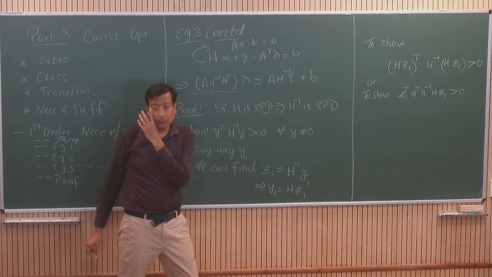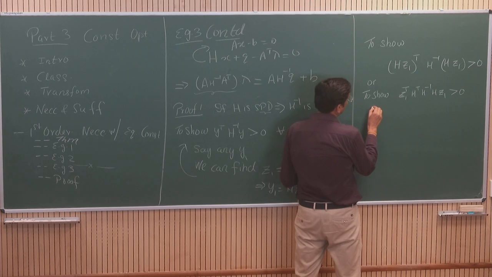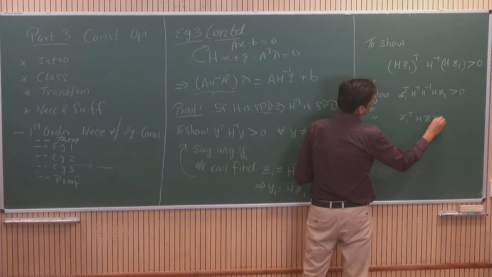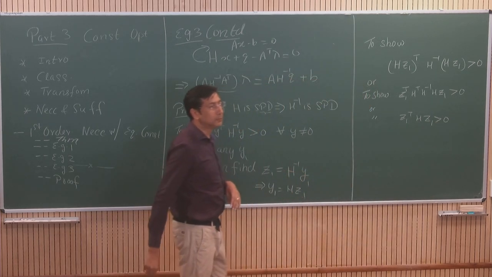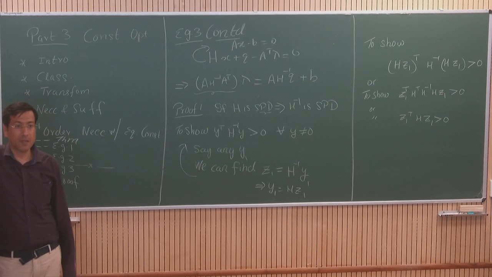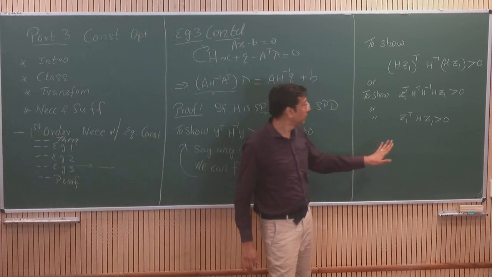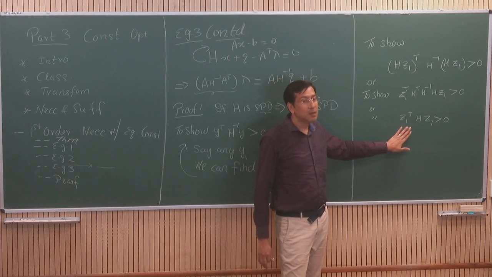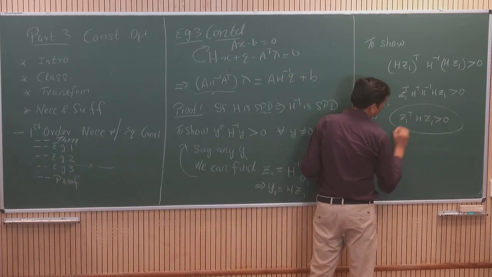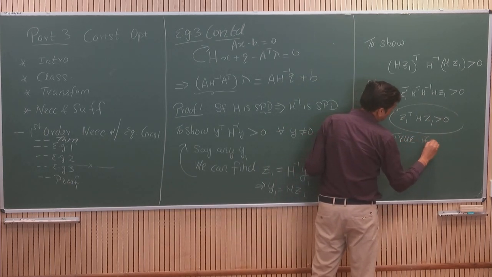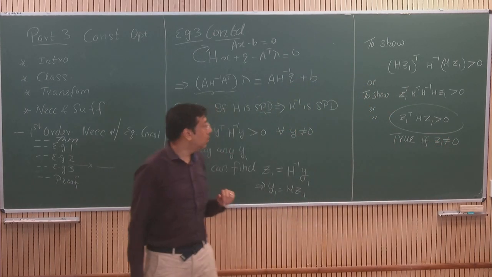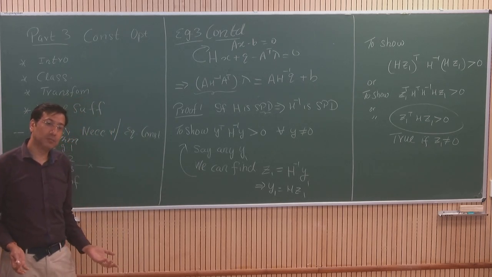Yes or no? Or to show z1 transpose h z1 is greater than 0. h and h inverse become identity. h transpose is h because it's a symmetric matrix. Now, is this true? Why is it true? Because h is positive definite. This is true if z1 is not equal to 0. That's the definition. So, is z1 not equal to 0?